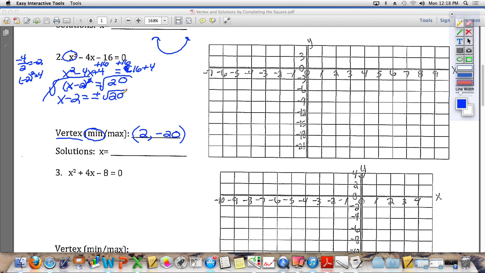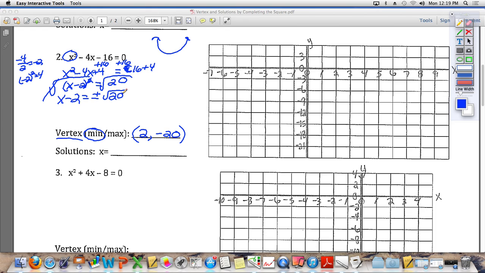Now, when you type the square root of 20 into your calculator, you get a terrible decimal. It's like 4.472, blah, blah, blah. So we don't want that on our paper. Remember, I told you no decimal answers. I want all your answers in radical form. But this right now is not in what we call simplest radical form. So we need to change the 20 so that it's in simplest radical form.